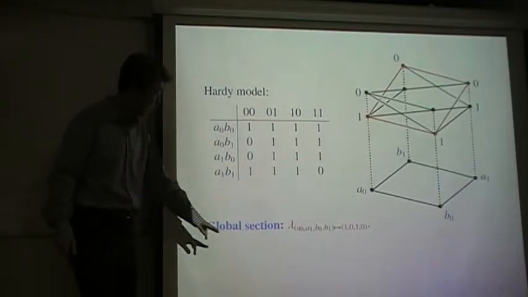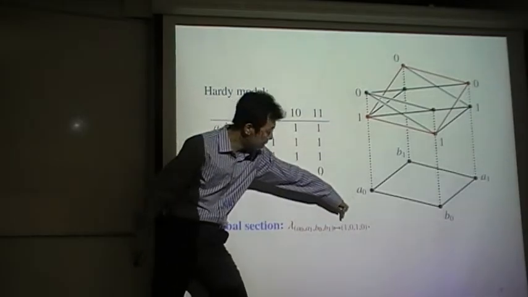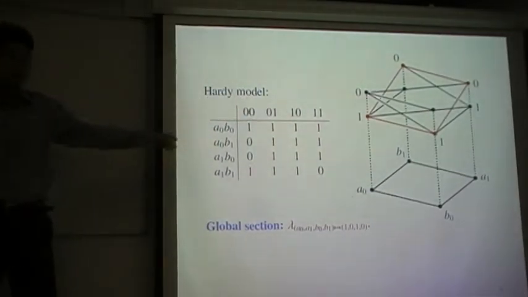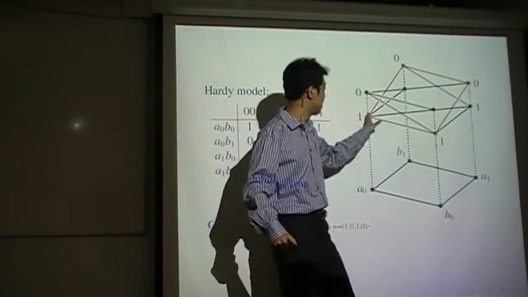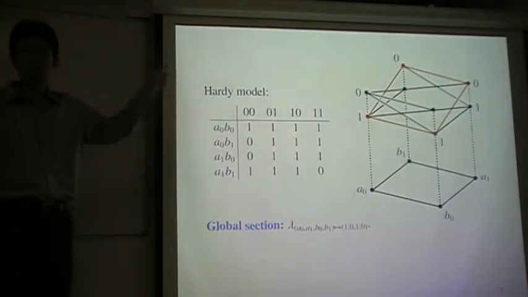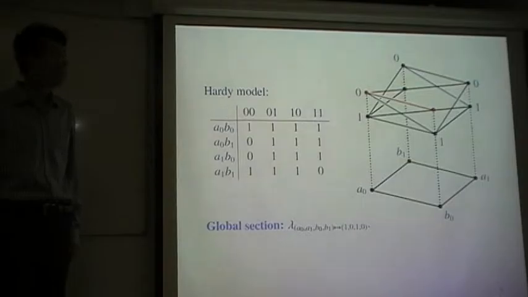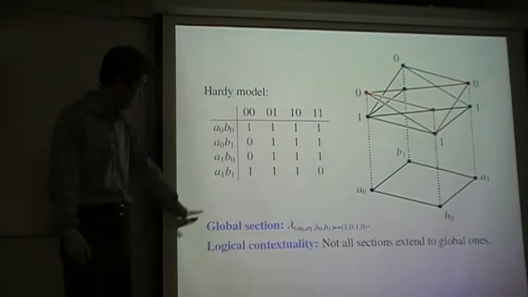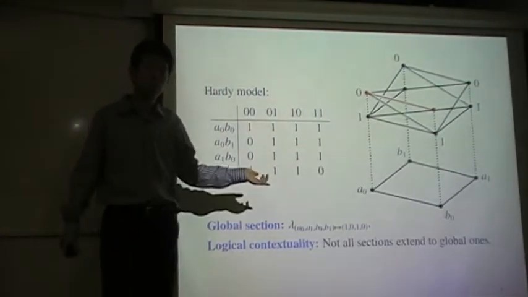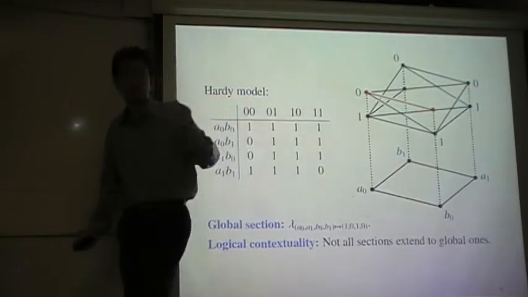This global section is exactly like an instruction set or a local hidden variable telling you that the outcomes will be 1010. So when Alice chooses this and Bob chooses this and measures this, you can explain that result by referring to a local hidden variable theory. That's what this global section allows you to do. On the other hand, look at this section. Can you find a global section containing that? Well, no. I try to extend it, and fail. This section doesn't extend to global ones. In other words, no local hidden variable theory can account for that measurement outcome combination.